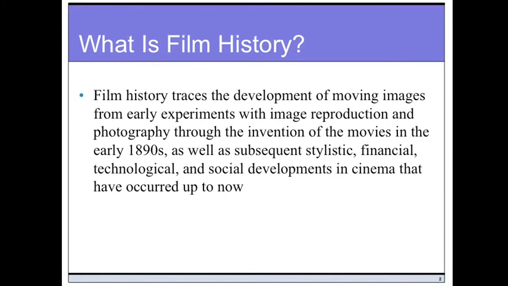So what exactly is film history? Film history basically traces the development of moving images from early experiments with photography all the way to inventing actual movie cameras. There are different ways to study film history, and that's what we're going to go through. Basically, since the mid-1800s, 1830s is when they started photography, and film history goes all the way back to that because essentially film and movies are photographs.